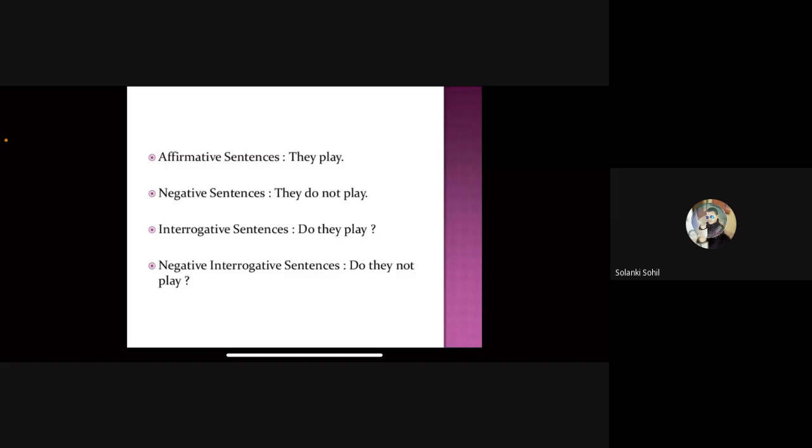Interrogative means question. Now, many children make this mistake over here. Do they play? So this is correct way of asking. But by mistake, the order of the words is changed sometimes. They play. If I say they play, is it a question? No, it is not. It becomes a sentence. So when you are asking question, start with is, am, are, was, were, have, has, had, do, does, did. So in the beginning of the question, you have to put these words.